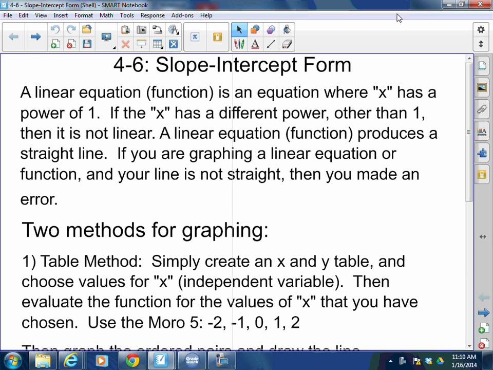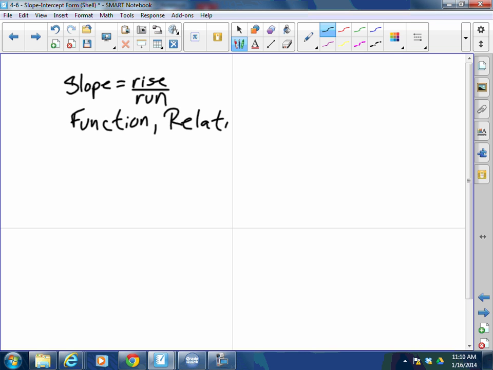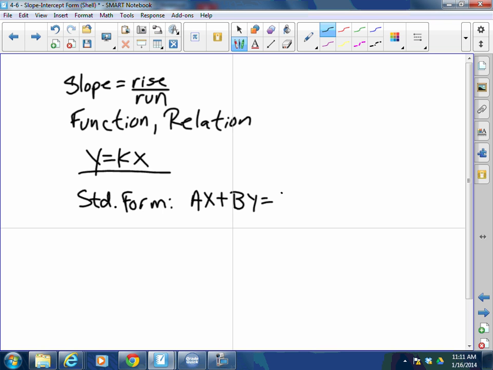Today we are going to continue with Chapter 4. We've been dealing with linear equations, okay? Just as a little preview, so far we have learned about slope, which is the rise over run. We've learned what a function is. We've learned about relations. We learned about direct variation, y equals kx. We learned standard form. Standard form is ax plus by equals c.